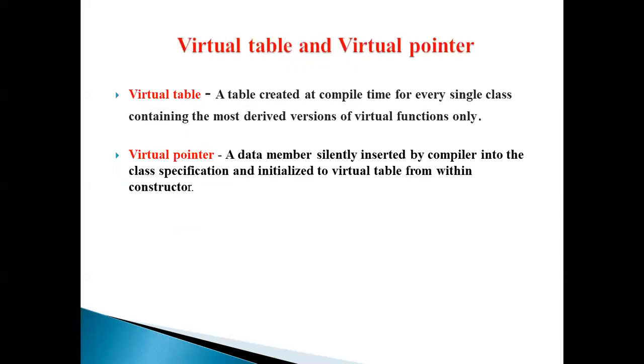Then virtual table and virtual pointer. What is virtual table? A table created at compile time for every single class containing the most derived versions of virtual functions. Virtual pointer. A data member silently inserted by compiler into the class specification and initialized to virtual table from within the constructor.